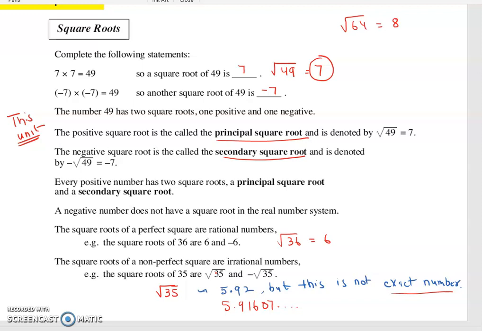Okay, so what did this slide just ask us to do? It says if you're taking a square root, even though there are two answers to it, a negative and a positive, we will only use the principal square root, which is the positive one, in a square root.